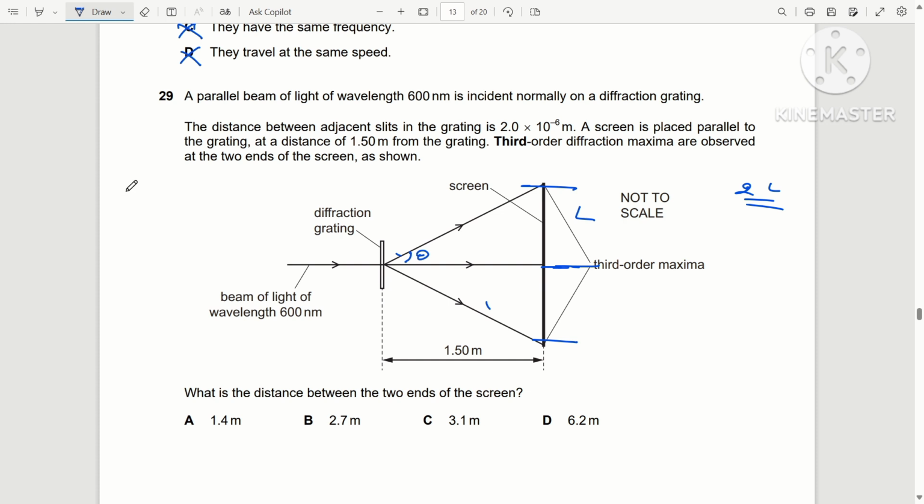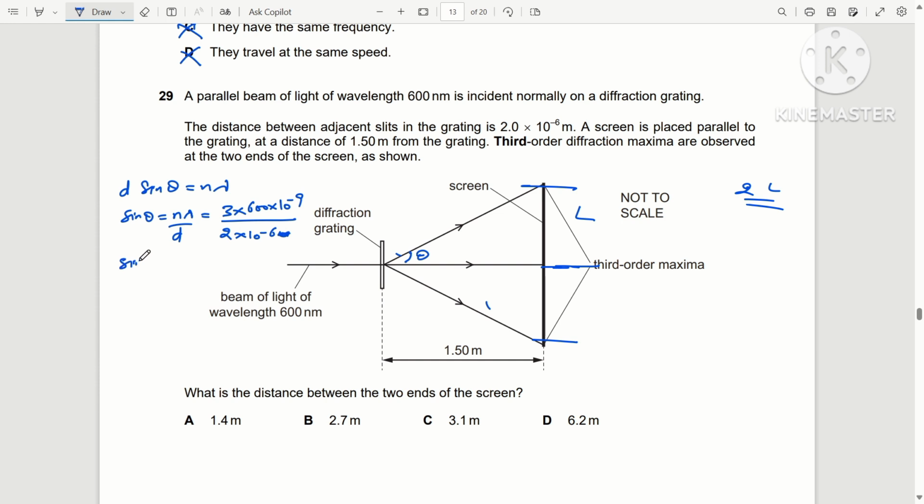Now we know that d sine theta is equal to n lambda. So we can find theta here. So sine theta is equal to n lambda by d, where n is the order, it is third order. Lambda is 600 nanometer, means 600 into 10 raised to power minus 9 meter, divided by d, which is given as 2 into 10 raised to power minus 6.